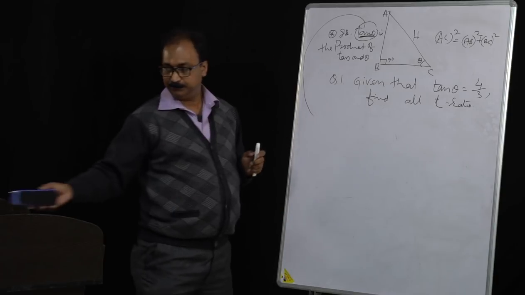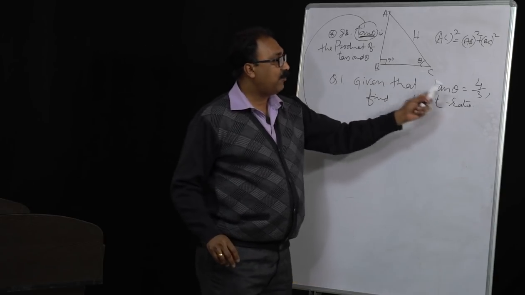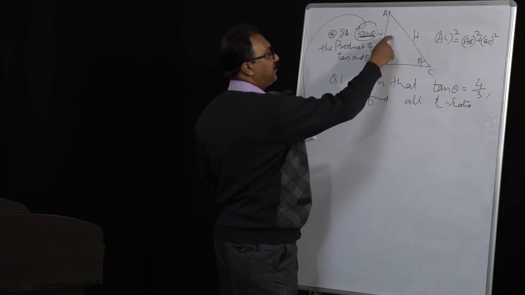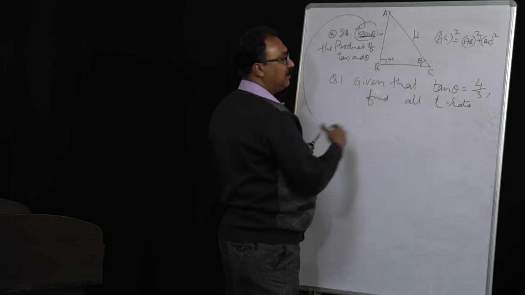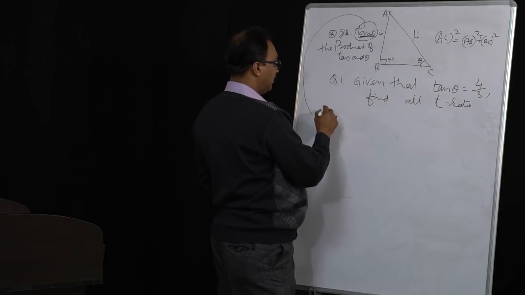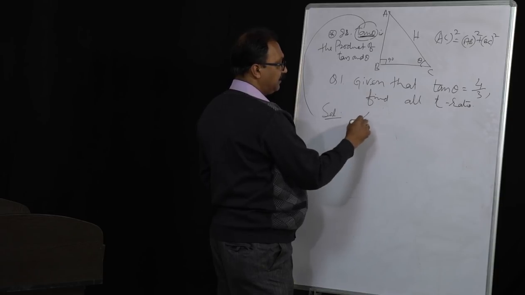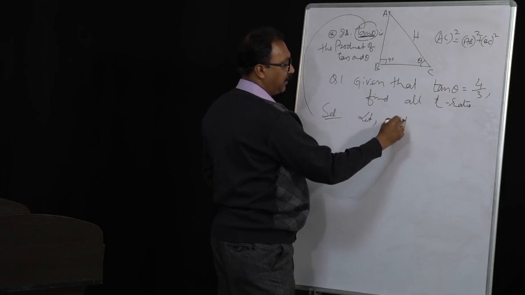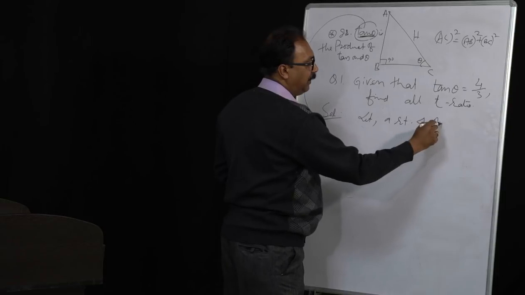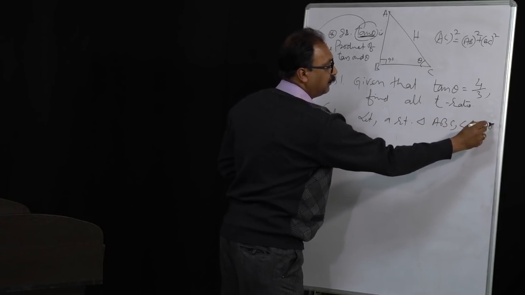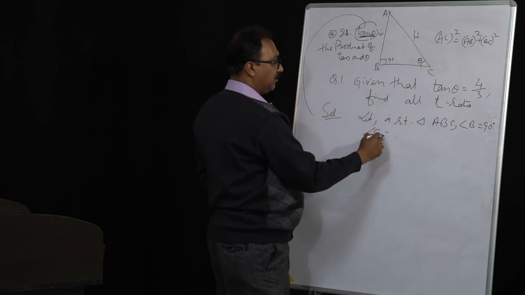Now look here. Is that angle theta of a right triangle? I told you trigonometric ratios. Say for example, it is a right triangle. We consider theta here. In the solution part, you can write like this: let a right triangle ABC, angle B equal to 90 degree and angle C equal to theta.